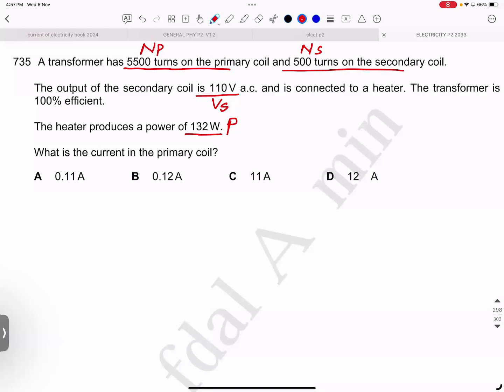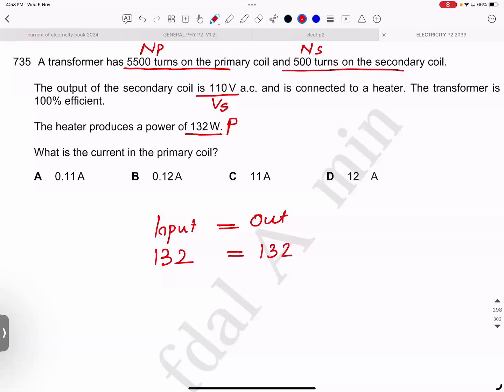What is the current in the primary? To find the current in the primary, you can directly use the power because the transformer is 100% efficient. So the input power should be the same as the output power. If the output power is 132, the input should also be 132. No power gain, no power loss.